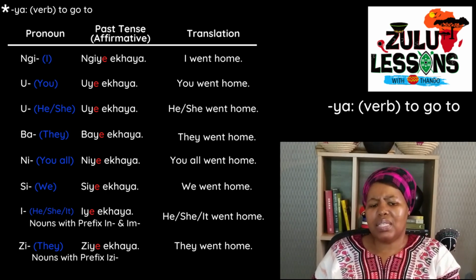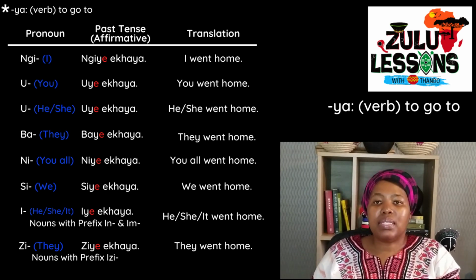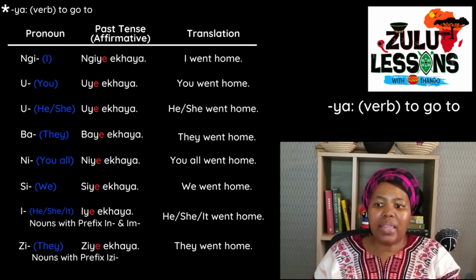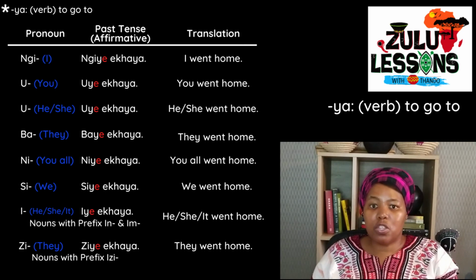So, iye ekhaya. Those are all the nouns that start with in or im. He, she, or it went home. Ziye ekhaya, they went home. Now let's make this negative and say they did not go, we did not go, I did not go.